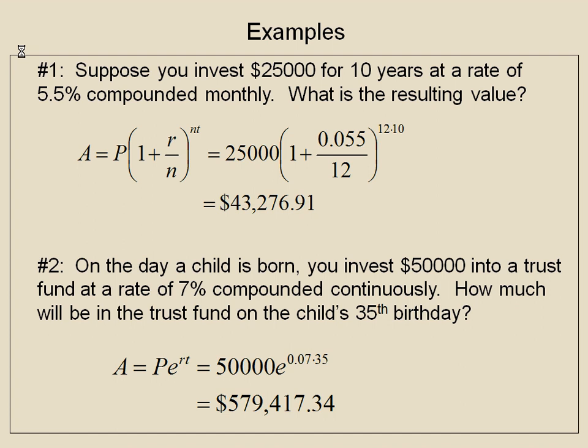If I type that into the calculator, I have 50,000. Second ln for E. My power key and my parenthesis should automatically appear. And in the parenthesis, I'm going to have 0.07 times 35 and then close the parenthesis for that product. If I press enter, I get $579,417.34 as the ending balance.